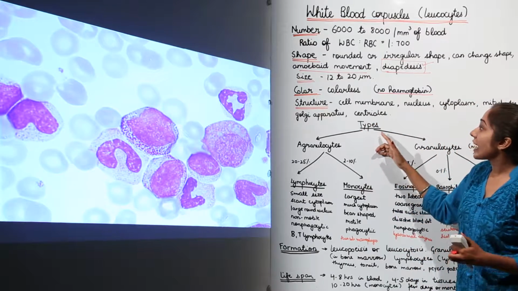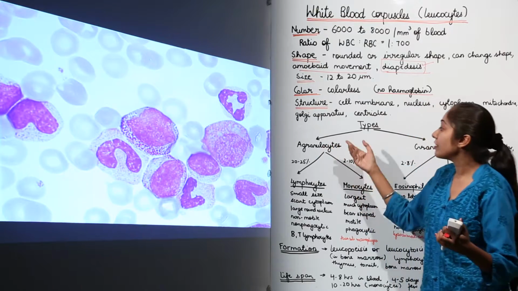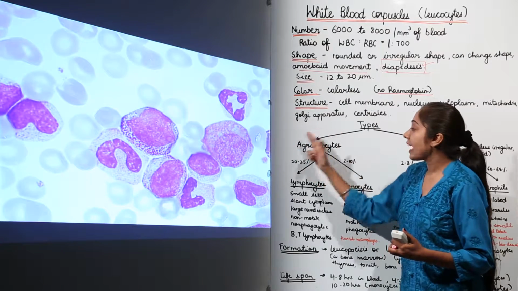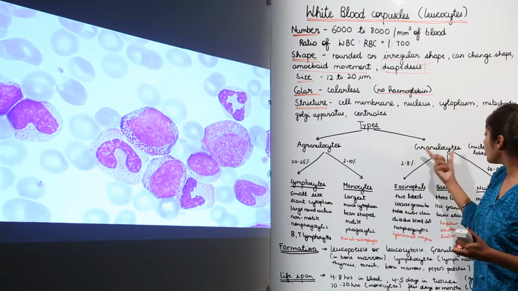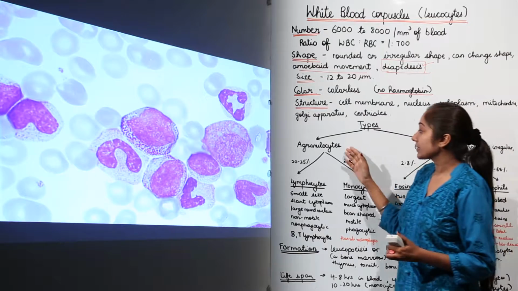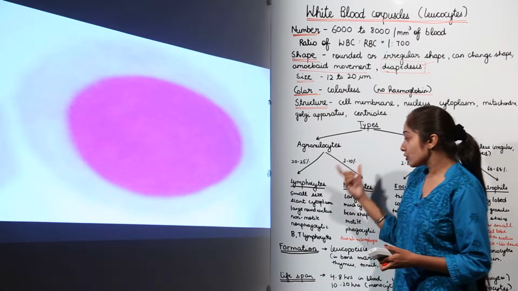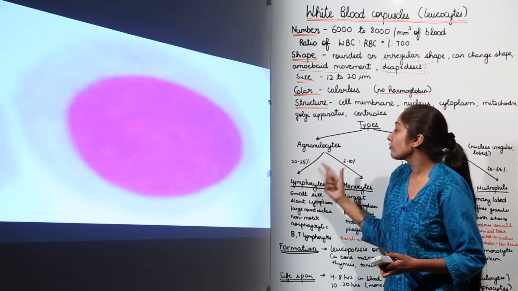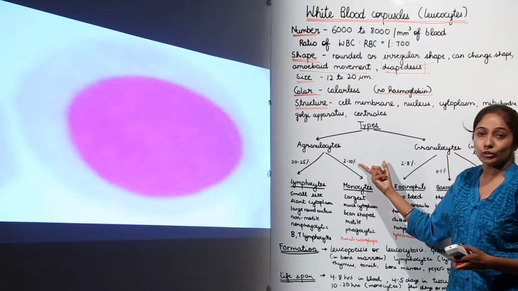Now let's talk about the types of white blood corpuscles. They are basically differentiated into two types: agranulocytes and granulocytes. Agranulocytes do not contain granules in the cytoplasm, whereas granulocytes contain granules in the cytoplasm. So let's first discuss the agranulocytes. Agranulocytes are of two types, lymphocytes and monocytes. Lymphocytes form 20-25% of leukocytes, and monocytes form 2 to 10% of leukocytes.